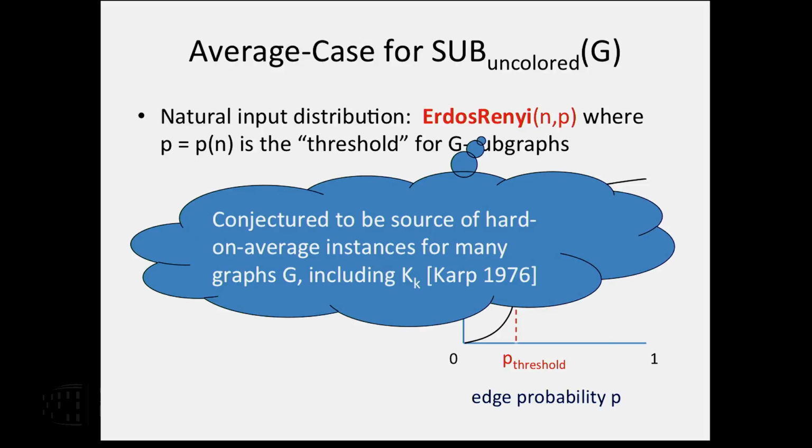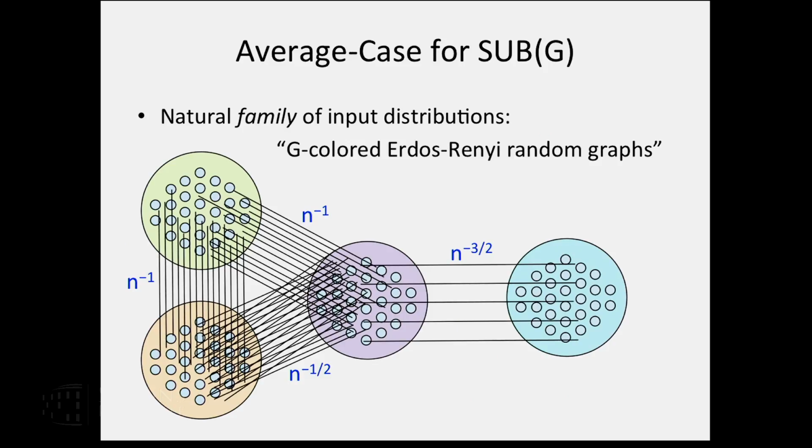And sort of remarkably, it turns out that for many graphs G, in particular for the k-clique problem, the random graph at the appropriate threshold turns out to be a source of, or we believe it's a source of, hard on average input distributions. So it's sort of a remarkable phenomenon.